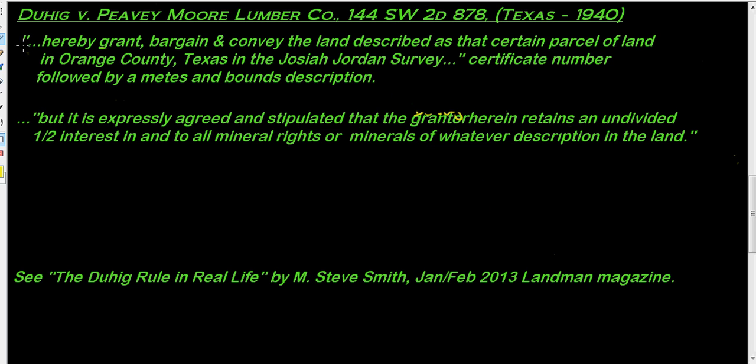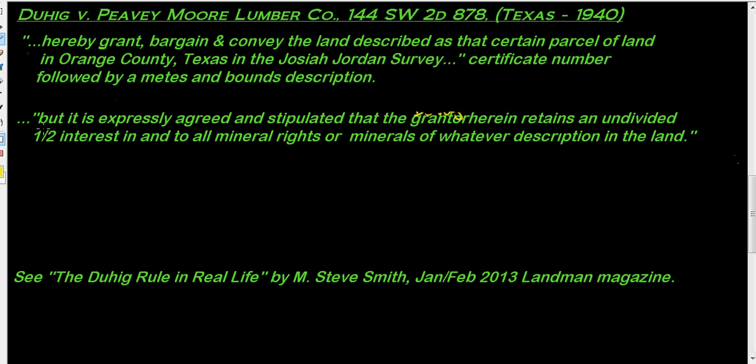The granting clause says that I hereby grant, bargain, and convey the land described as that certain parcel of land in Orange County, Texas, in the Josiah Jordan survey. And then it gives the certificate number followed by a metes and bounds description. So he's basically saying, I am conveying the land. Doesn't say my interest in the land or what his interest is.